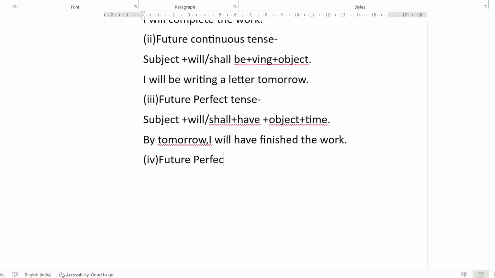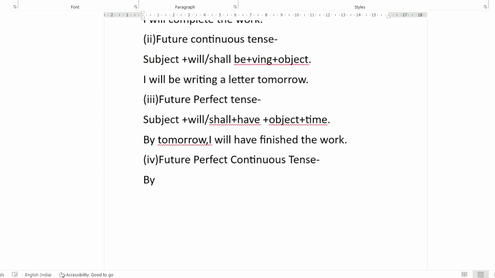Future perfect continuous tense. So an action will start in the future, will continue for some time, for a long period of time, and then it will end. Okay, or we can take it up like this. An action has already started, it is continuing now, it will continue for some time in the future as well, and then it will end.